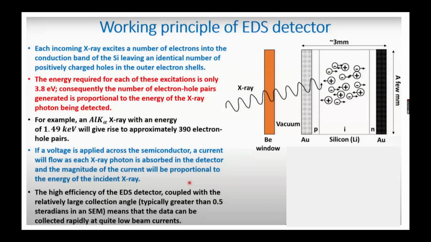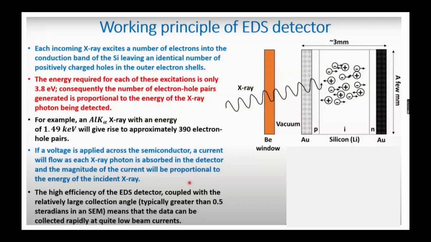So it is saying that each X-ray photon is absorbed in the detector, and the current will be there. The magnitude of the current is also proportional to the energy. Whatever incident X-ray is coming, it has some energy, and the current will be proportional to that energy. And the high efficiency of the EDS detector coupled with a relatively large collection angle, typically greater than 0.5 steradians in SEM, means that the data can be collected rapidly at quite low beam current.